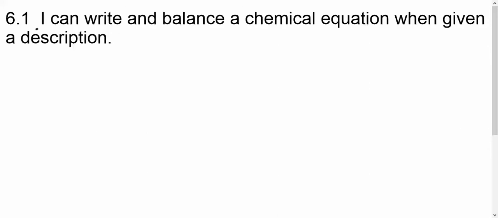Target 6.1, I can write and balance a chemical equation when given a description. First, we're going to take care of just writing. I can write an equation first, and then we will take care of the balancing afterward. So this is the first part of the target. I can write a chemical equation when given a description.